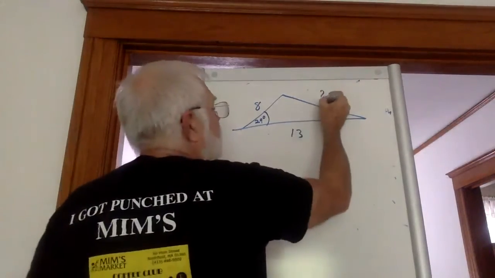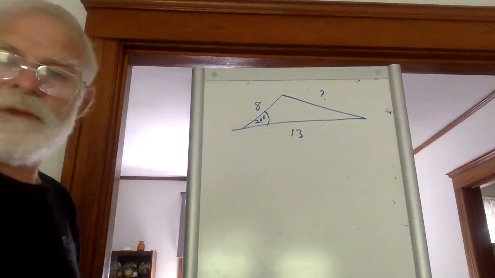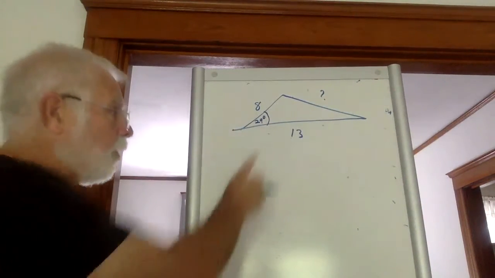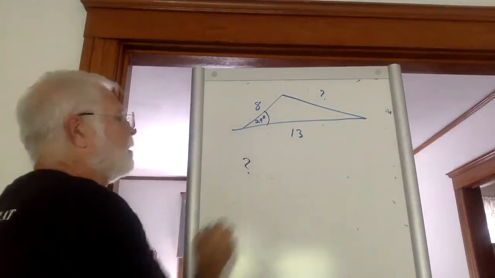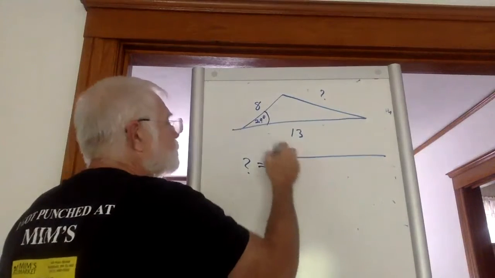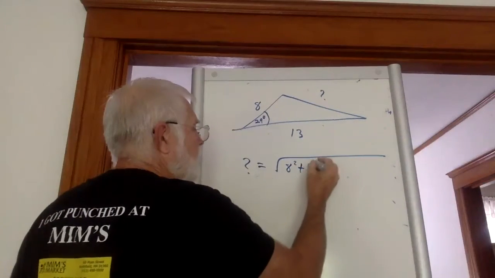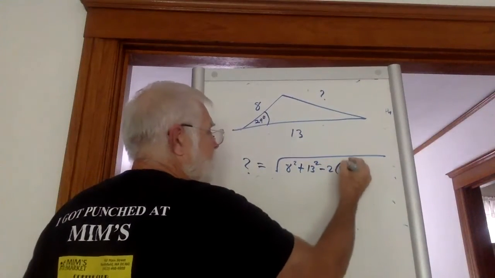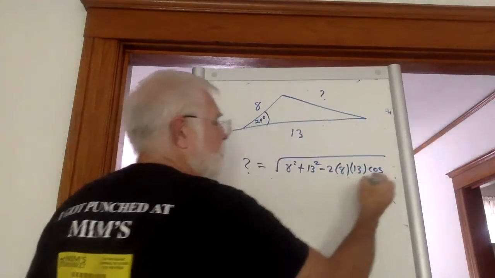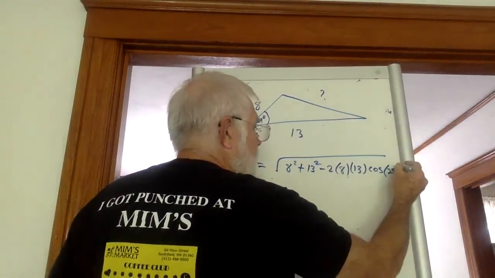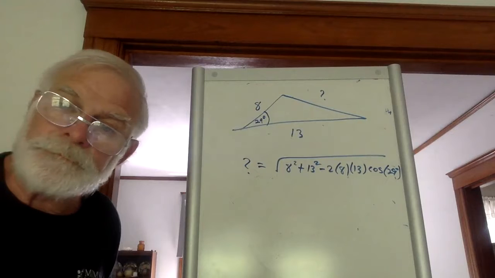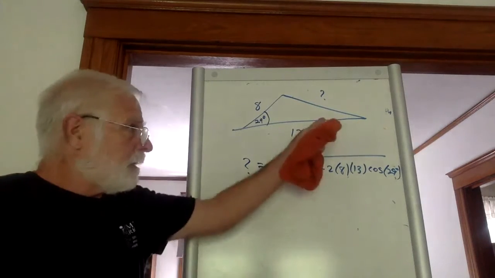And so now we're trying to figure this out. I'm not even using A's, B's, and C's right now. Side, angle, side. So what do we have? Question mark. Length is equal to the square root of what? 8 squared plus 13 squared minus 2 times 8 times 13 times the cosine of 29 degrees. Of course, I need a calculator for some good accuracy. That's it. That's simple. Now, that was finding a side length.